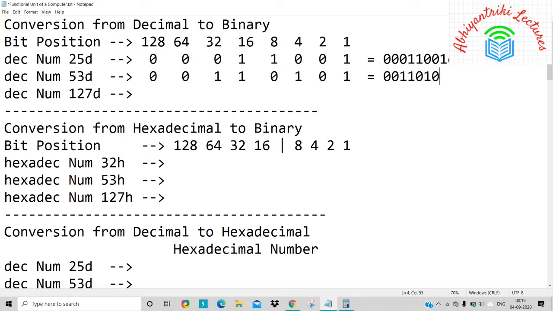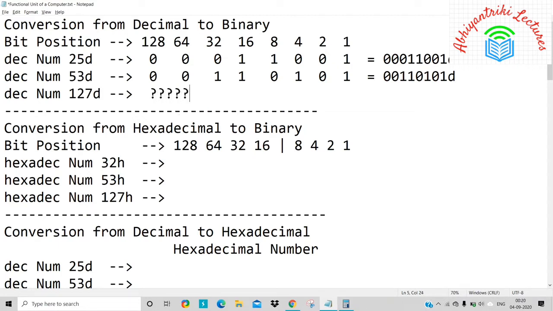So now you try this out. How do you write 127D in binary? How do you convert 127D to binary? Please answer that and comment below. So this is a question mark now.